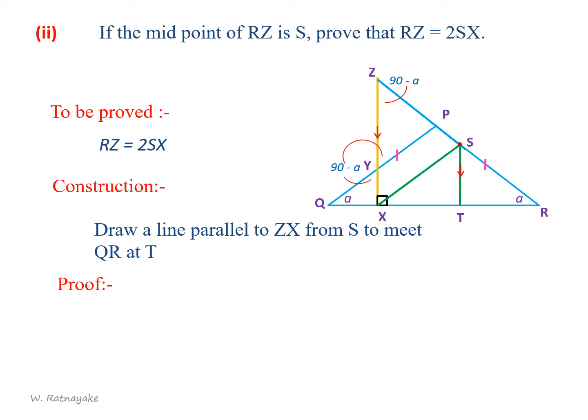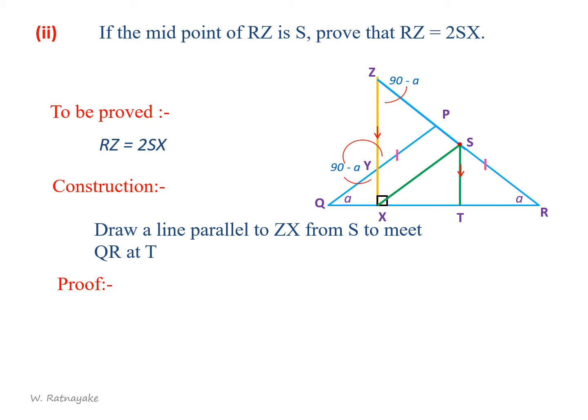Then this ST, we have drawn it parallel to the side ZX. So in this triangle ZXR, from the midpoint of ZR, we have drawn a parallel line to ZX, then it will cut the side XR at T. So according to the converse of the midpoint theorem, this XT and TR must be equal.